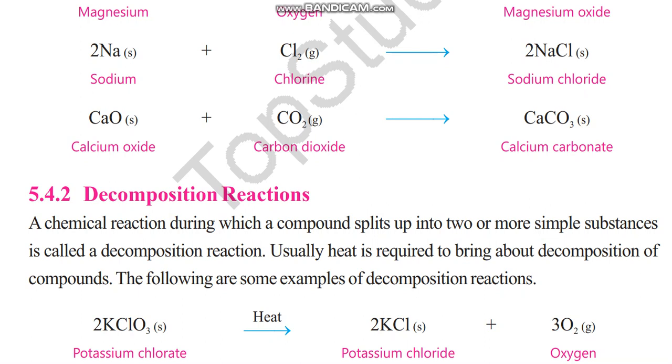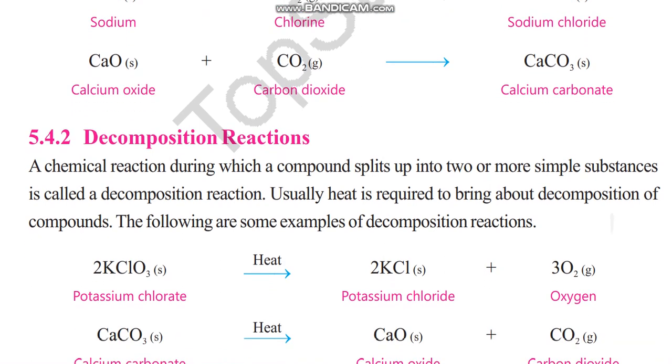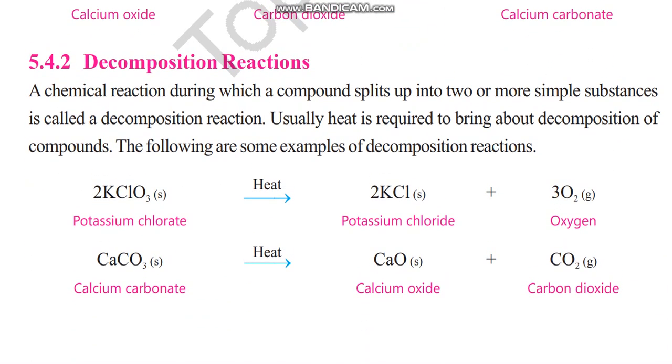Next, we have decomposition reaction. A chemical reaction during which a compound splits up into two or more simple substances is called a decomposition reaction. Usually, heat is required to bring about decomposition of compounds. The following are some examples of decomposition reactions: potassium chlorate becomes potassium chloride plus oxygen, and calcium carbonate becomes calcium oxide and carbon dioxide.